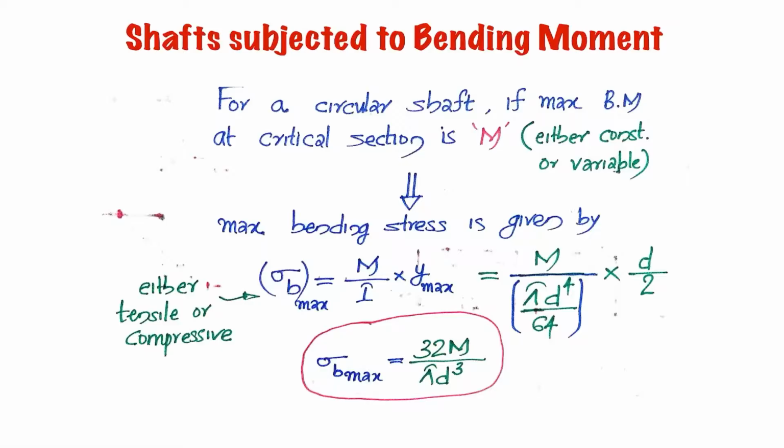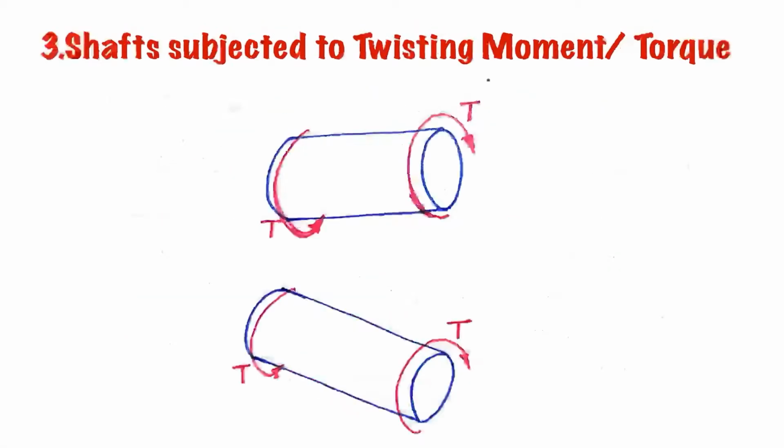If you are simplifying, you will be getting sigma B max, the maximum bending normal stress, equal to 32 M by pi d cube. This you should remember. You will be requiring this for solving problems in machine design in further lectures. So 32 M by pi d cube.